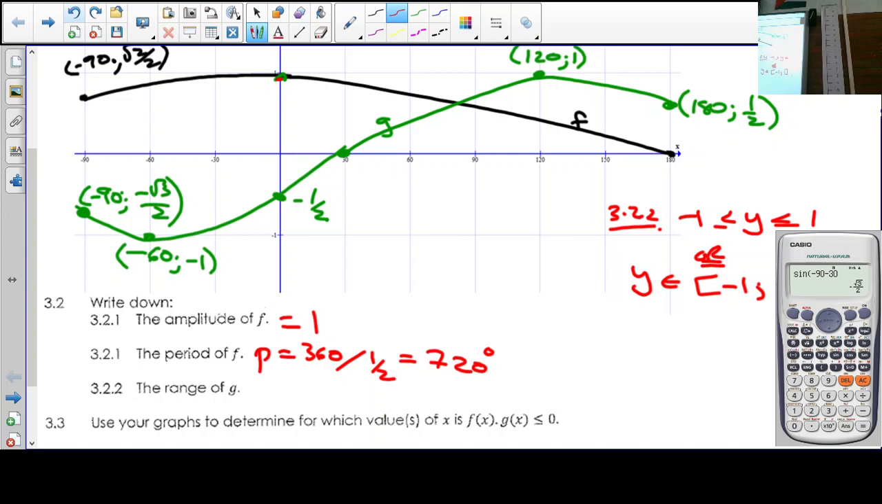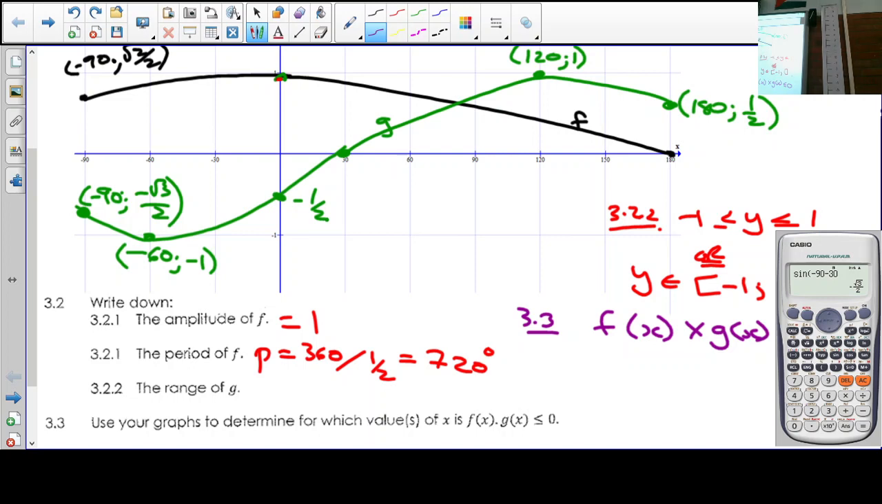Then in 3.3 it says use your graph to determine for which values or value of x is f of x times g of x less than 0. This is now 3.3: f of x times g of x less than or equal to 0. What does less than or equal to 0 mean? What does that mean? It's negative.